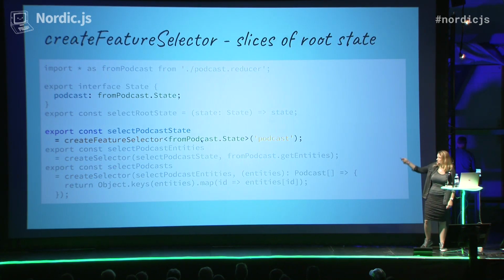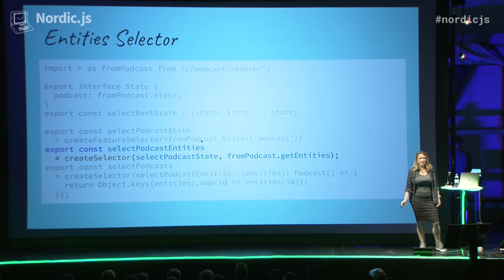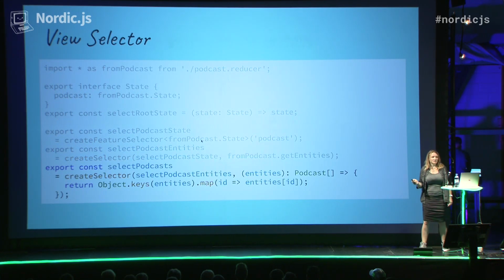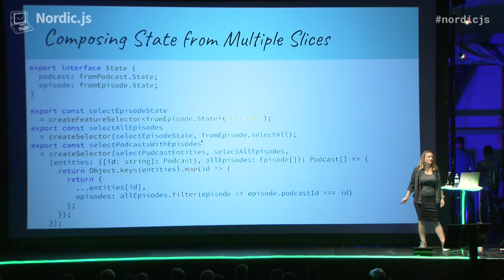We'll use createSelector from the Ngrx store to create memoized selectors that are only recomputed when the arguments change. We've got a feature selector on the podcast state, a selector using our getEntities helper, and finally a selector that returns an array of podcasts. This is the one that we'll be using to provide the collection to our components.